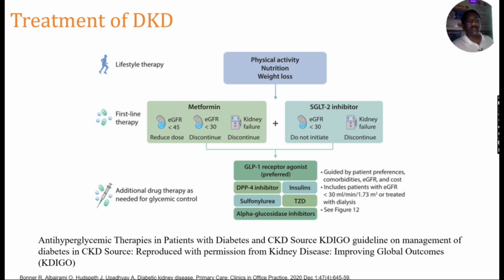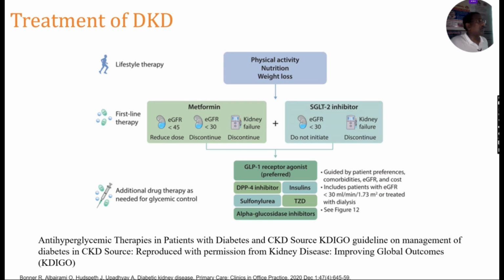Additional drug therapy is needed for glycemic control. GLP-1 receptor agonists are good drugs, but they are parenteral, given once a week, etc. Now an oral GLP-1 receptor agonist, oral semaglutide, is also available. You can use it provided the person is obese.